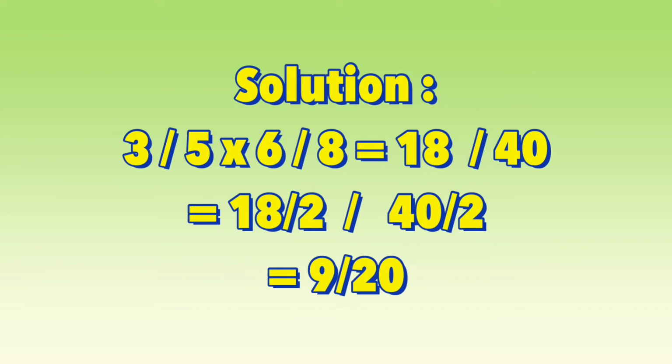Then, we're going to reduce the fraction. So, we're going to divide 18 by 2 and 40 by 2. So, 18 divided by 2 equals 9. 40 divided by 2 is 20. Since 9 cannot be divided by 2, therefore this is our final answer, and 9 over 20 is in the simplest form of fraction.